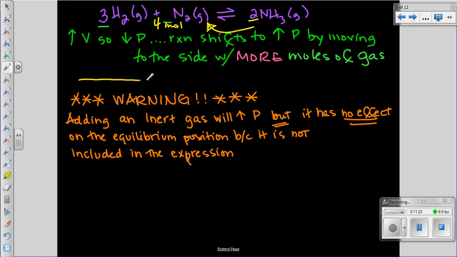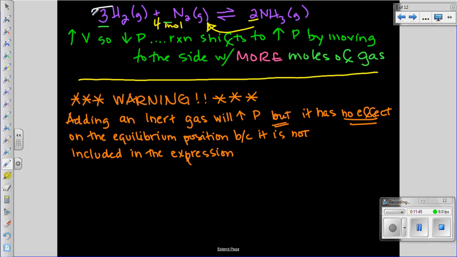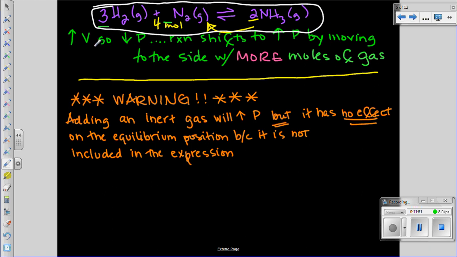Okay, now there is a special situation where on a question, you're going to be asked about adding an inert gas. And typically those inert gases are going to be noble gases. The important thing is that the gas that you add will increase the total pressure in the container.